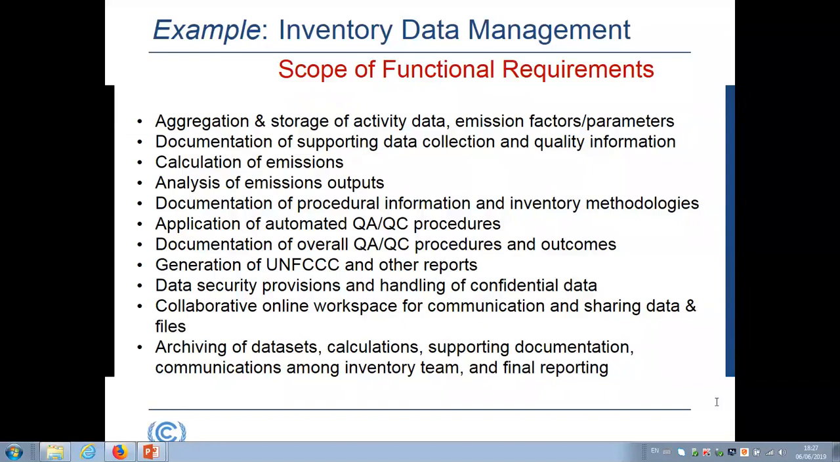The system also needs to be able to document all the supporting data information that goes along with that data collection. So you don't want just the number. You need to know where that number comes from, and its data quality characteristics, to support uncertainty estimation. So basically all the characteristics about that data. For example, the data may be somewhat incomplete, and so you need to characterize what the incompleteness is, so that you can deal with it in terms of inventory improvement later on.